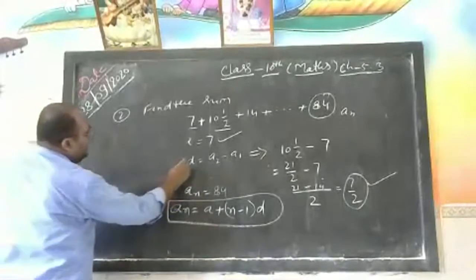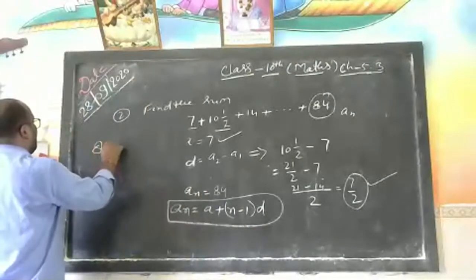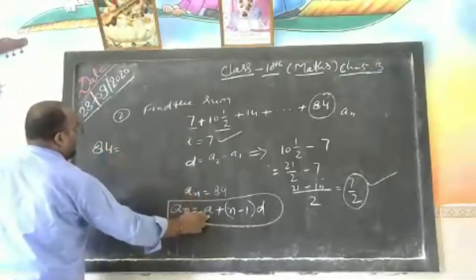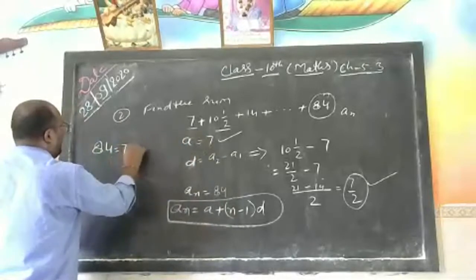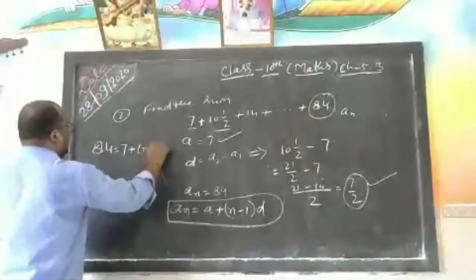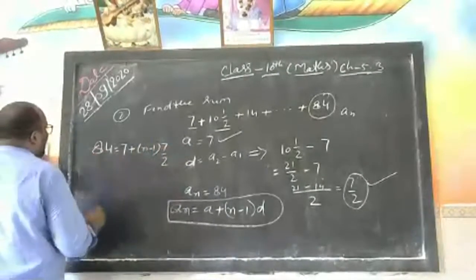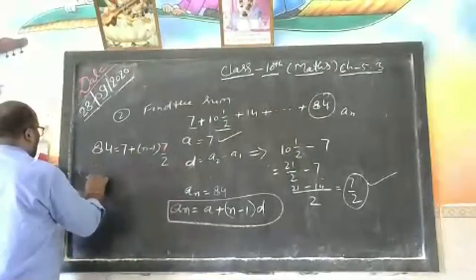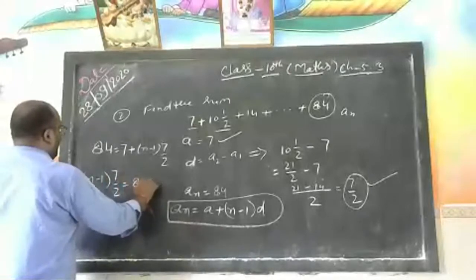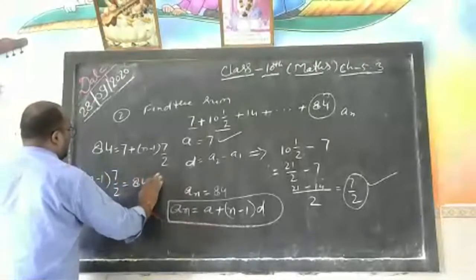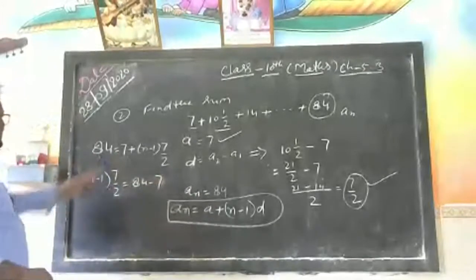An is given as 84, so just put the value of 84. Now a is given here as 7, plus n minus 1 into d, where d is 7 by 2. So just solve it: n minus 1 into 7 by 2 is equal to 84 minus 7. When you transpose 7 to the left-hand side, it will be negative.